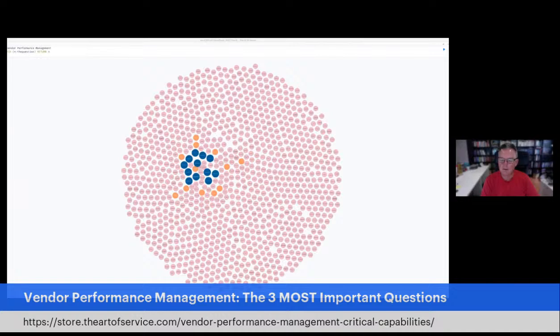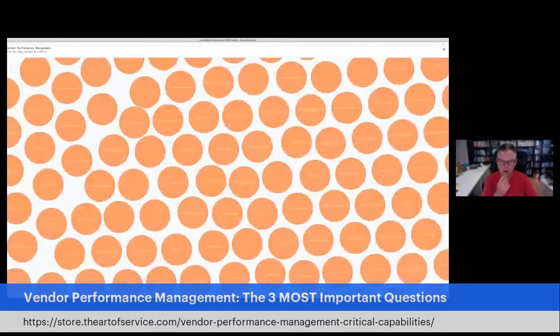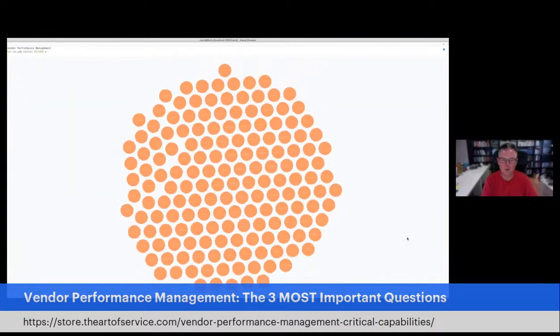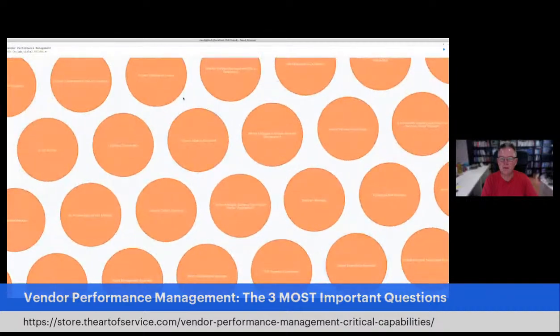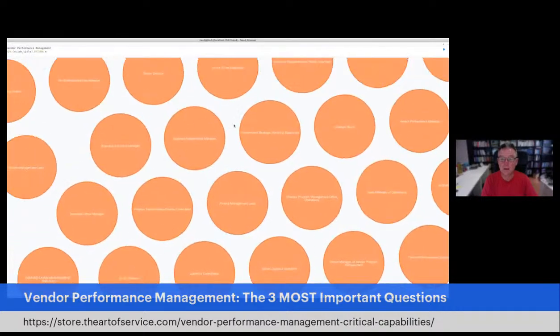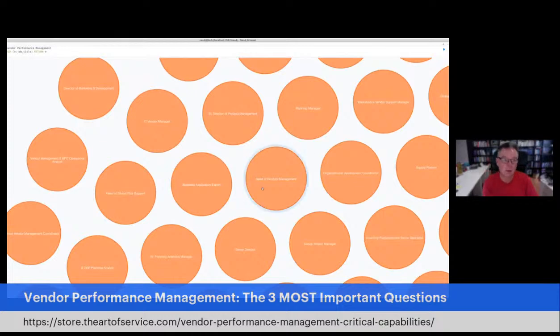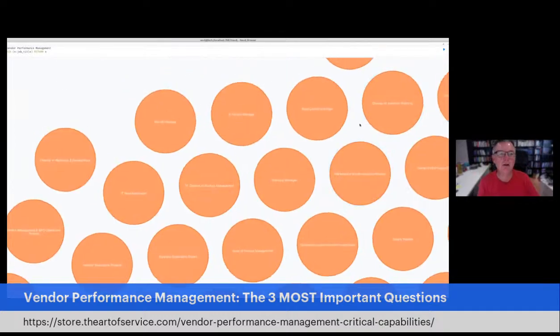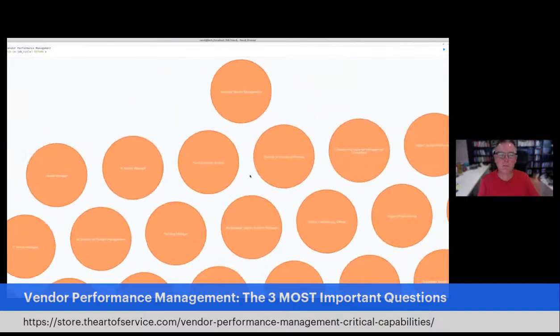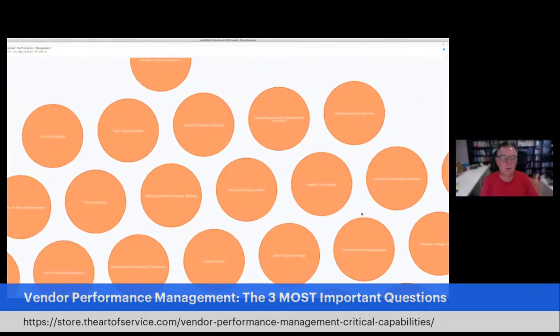Now, one more thing to have a look at, and you've seen some of them, are the job roles that are in here. The job titles in vendor performance management, and there's a lot. See all the beautiful, beautiful orange balls. There's a lot of job roles that are related to vendor performance management. All these job roles are real job roles in real organizations out there. Real clients that use vendor performance management, and these people are responsible for it.